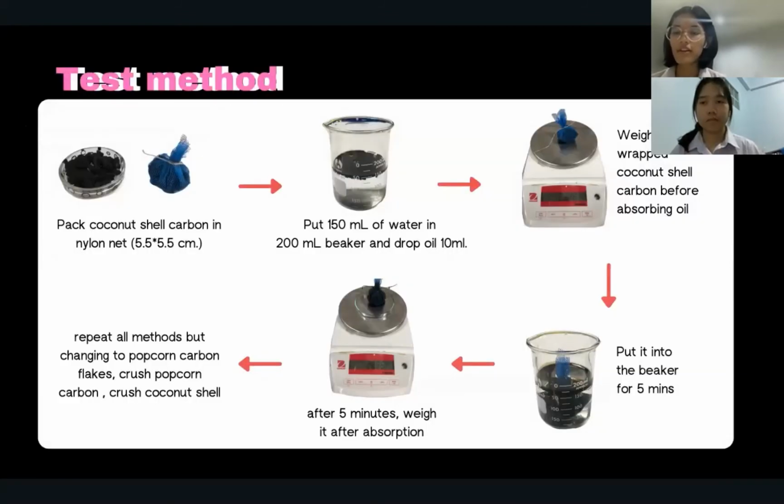Test method. Pack the coconut shell carbon in a nylon net, then put 150 milliliters of water in the beaker, and then drop 10 milliliters of oil. Wet it before absorbing oil and put it into the beaker for 5 minutes. And wait after absorbing oil. Then repeat the methods, changing to the other carbons.